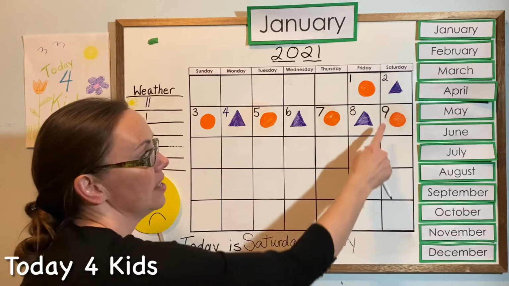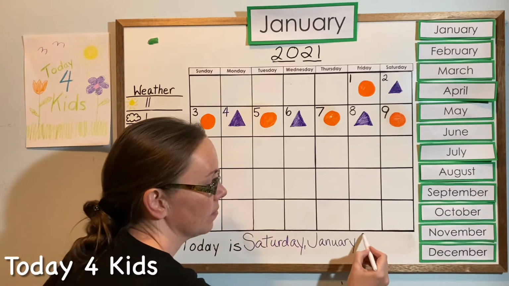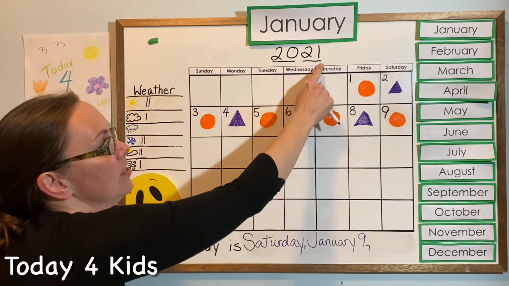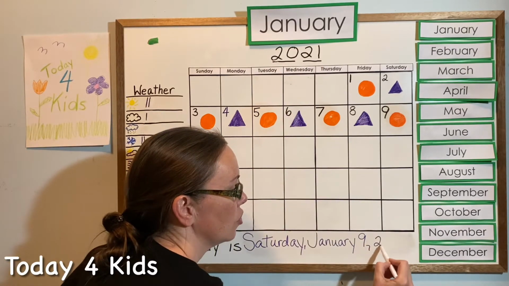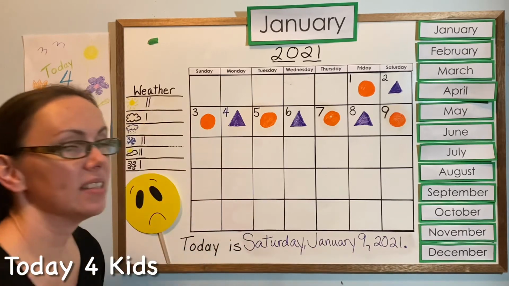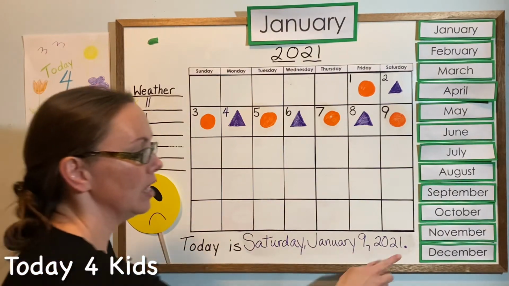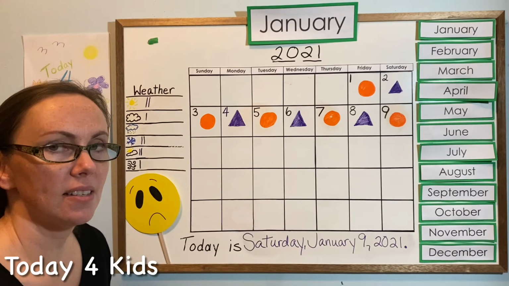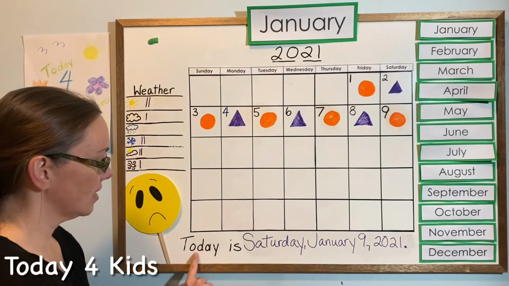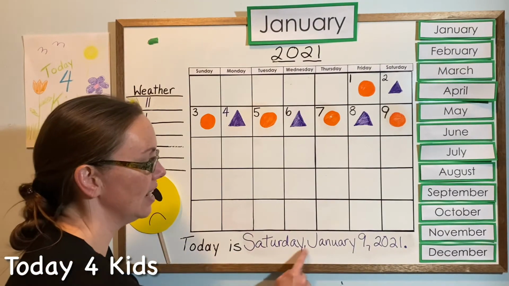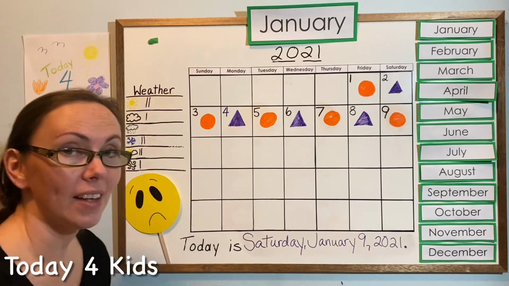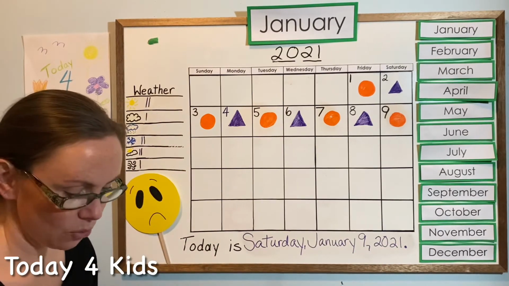January. And the number for today is 9, comma, and then we're going to put the year, 2021. And then a period, because that's the end of our sentence. This period tells us to stop. That sentence is over. So can we say our sentence together? Today is Saturday, January 9th, 2021. Great job. That's wonderful.